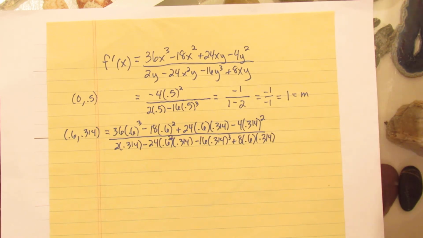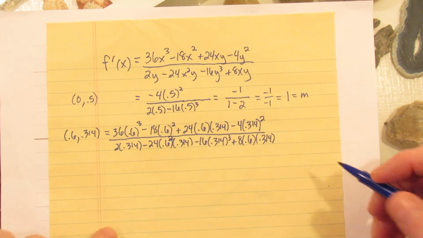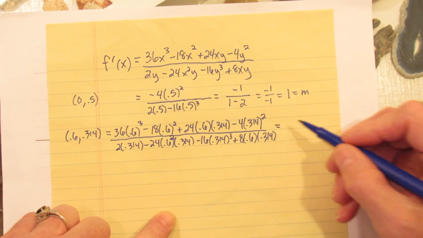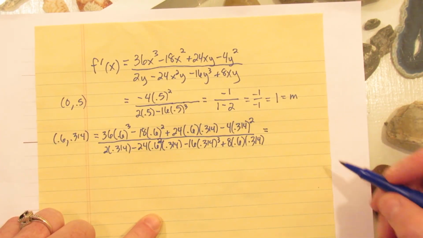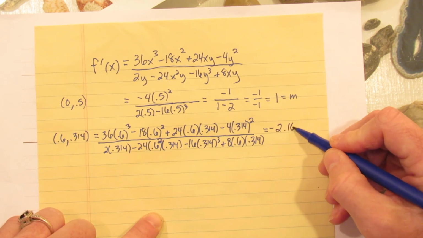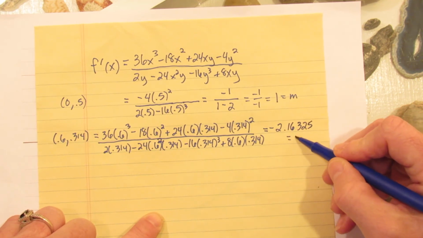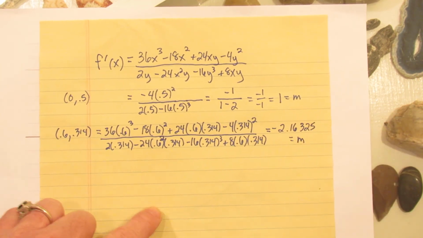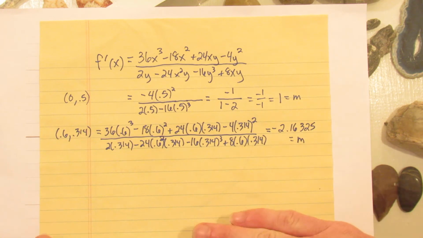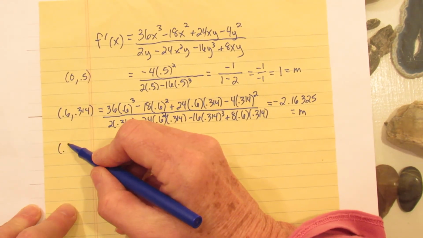Now I think I figured this out a little bit earlier, and if you correctly number crunch that, you should get a slope of negative 2.16325, and you can round it somewhere if you would like, but I'll leave it there for exactness. Okay, then nothing changes in terms of the idea for our last point.